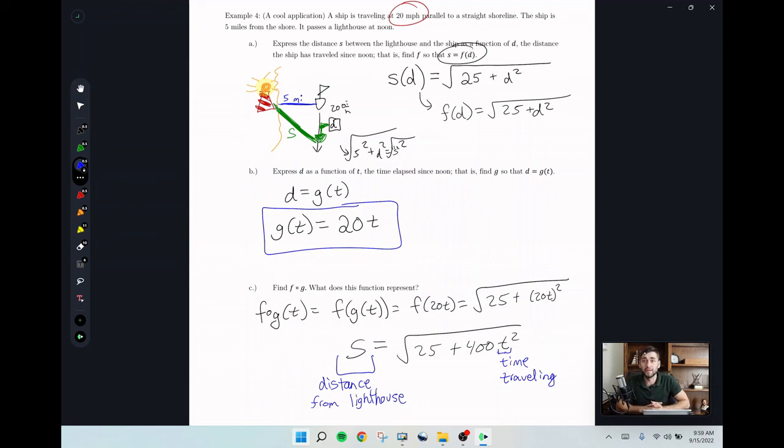Look through the completed notes, look through the book, look through the textbook, look through any other resources you have to try to master this composition of functions, because it's going to keep coming up over and over again. So it's a really important lesson to try to master.